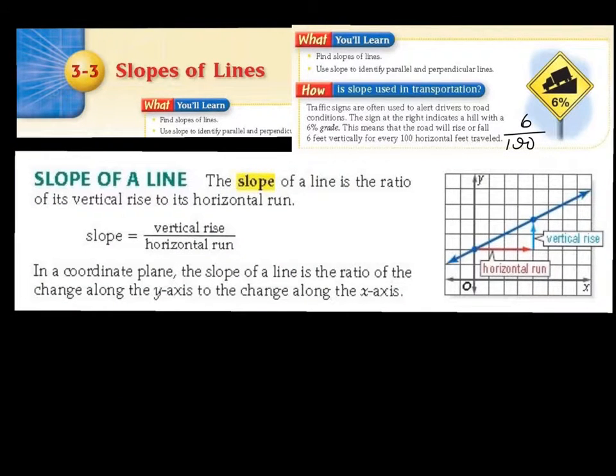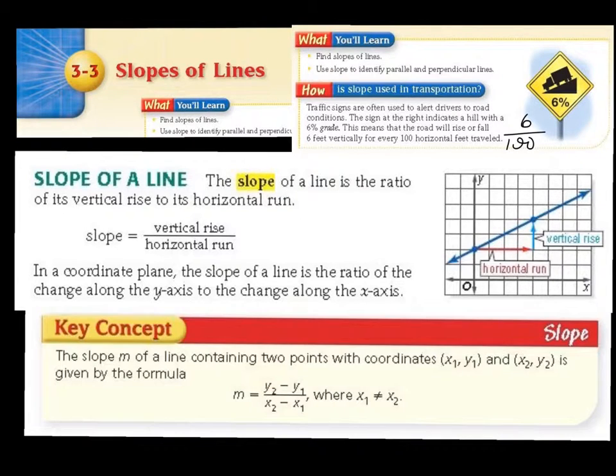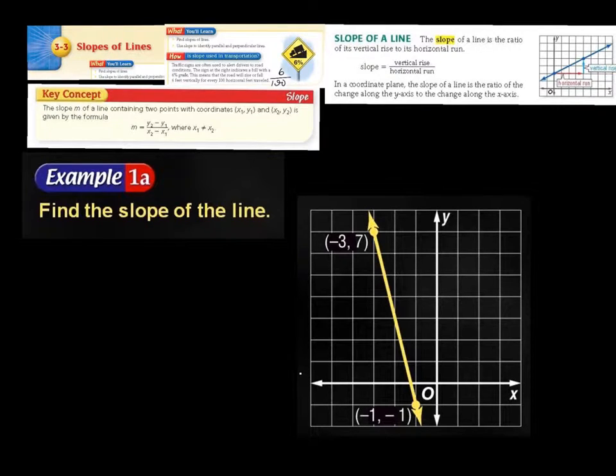The slope of a line is the ratio of its vertical rise to its horizontal run. So rise over run. In a coordinate plane, the slope of the line is the ratio of the change in the y-axis to the change in the x-axis. The slope m of a line containing 2 points with coordinates (x sub 1, y sub 1) and (x sub 2, y sub 2) is given by the formula y sub 2 minus y sub 1 over x sub 2 minus x sub 1, where x sub 1 cannot equal x sub 2 because division by 0 is undefined. Find the slope of the line, and they were kind enough to graph it for us.